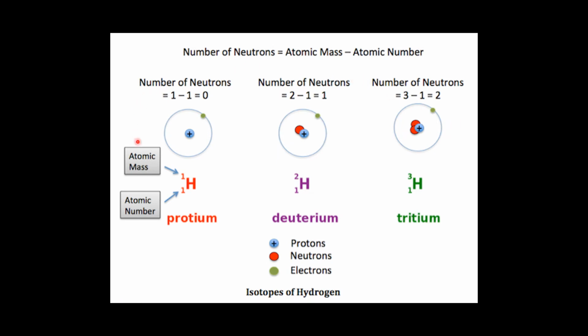This is another example of a very popular isotope of hydrogen. Hydrogen has three isotopes, protium, deuterium and tritium. Protium, deuterium and tritium, all three have the same atomic number, that is 1, but the mass number of these three isotopes of hydrogen is different. Protium has mass number 1, deuterium has mass number 2, while tritium has mass number 3. Thus, the number of neutrons will be 0, 1 and 2 respectively in these three.